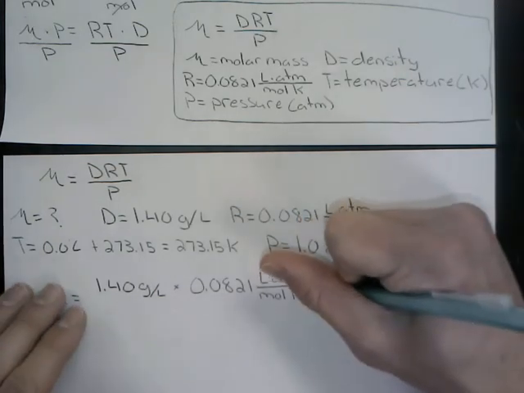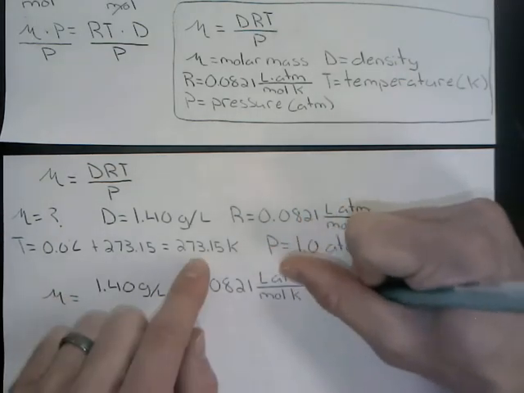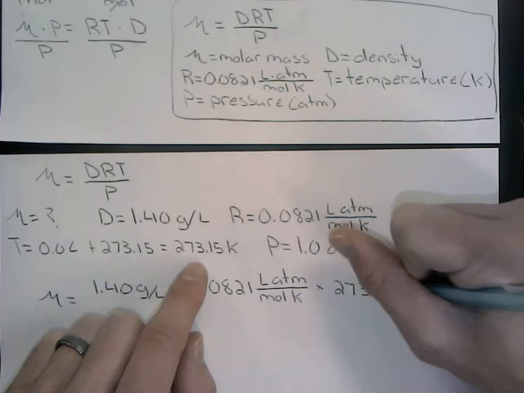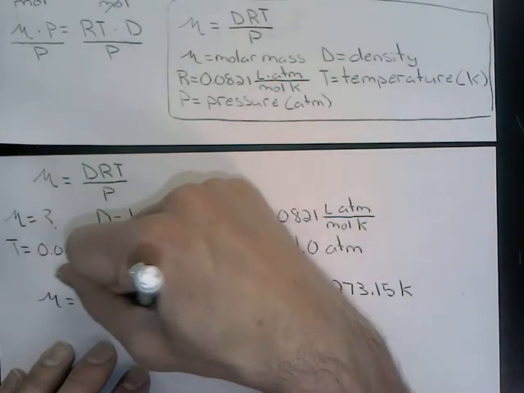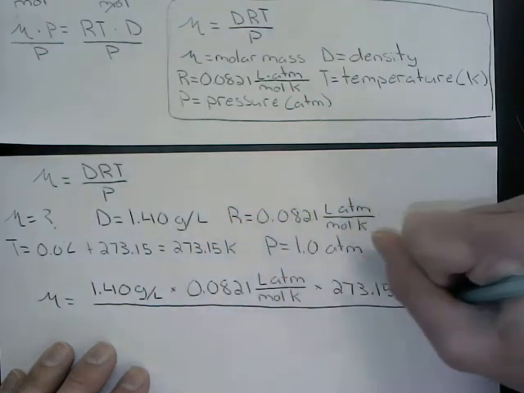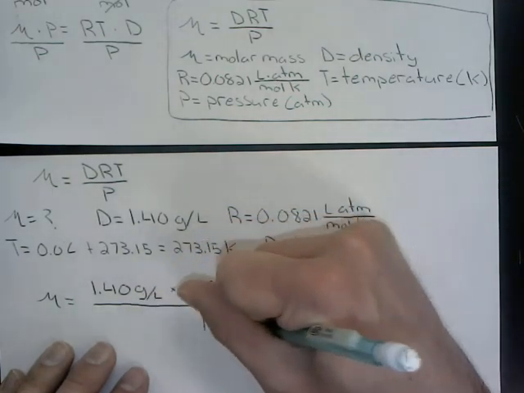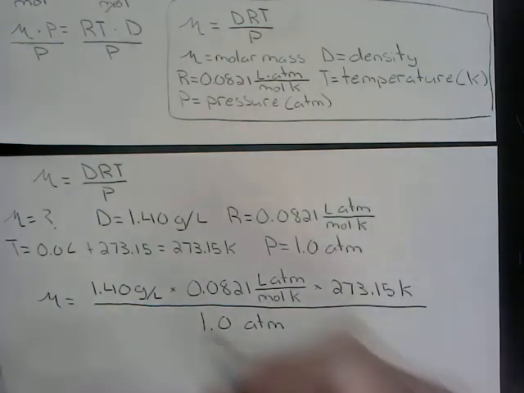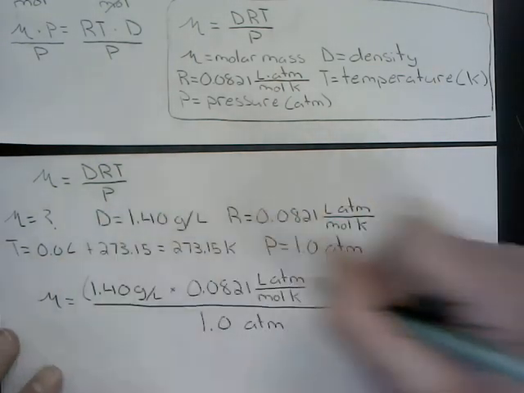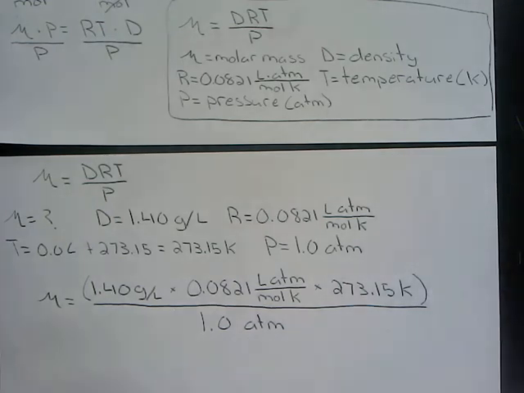And we multiply that by our temperature, which we just found to be 273.15 K for Kelvin. And we divide all of that by the pressure of 1 atmosphere. All right, so we're going to put this all in our calculator. Again, what I suggest, if you have to multiply or divide many things on top or bottom, is to put it in a set of parentheses.